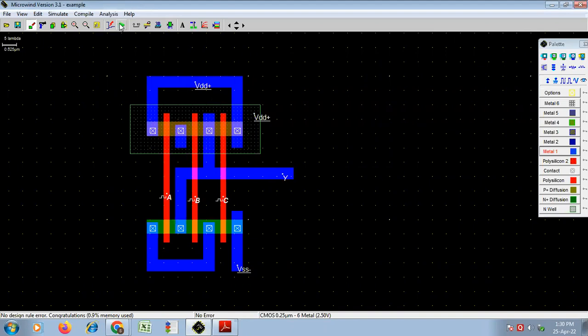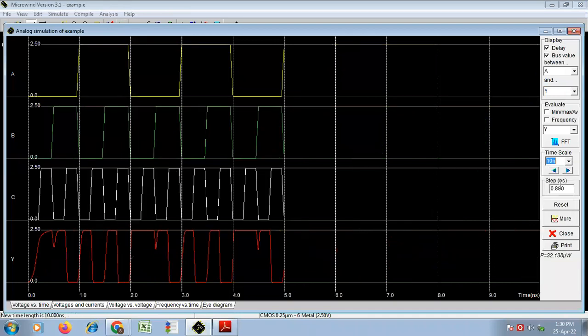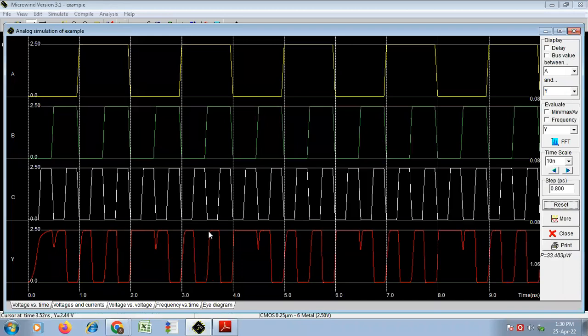Now we have to simulate this. Always before simulation you have to check the design rule checker, DRC. You have to click on this button. If you have violated any rule, it will show the errors. If you have not, it will not show anything. Now we have to simulate this.